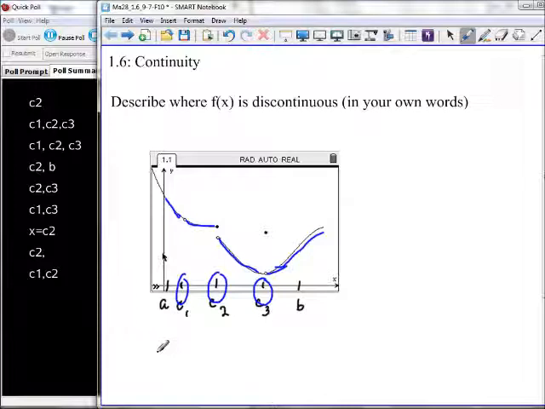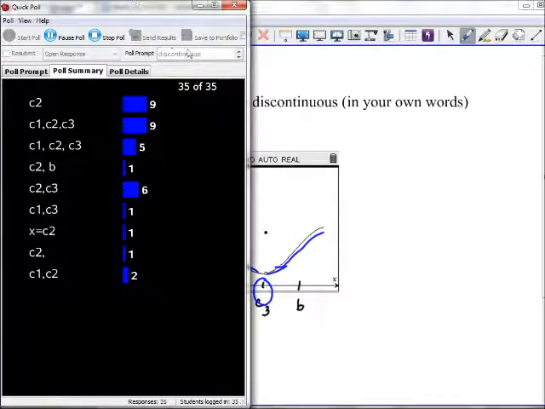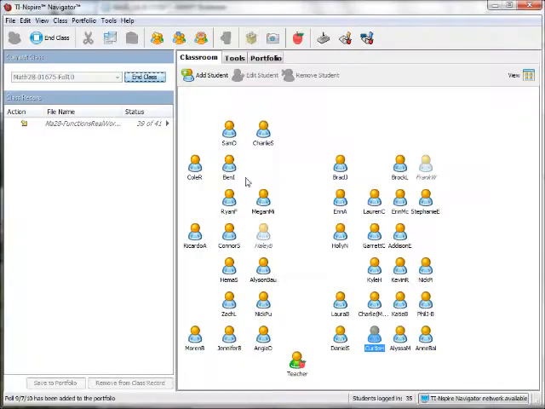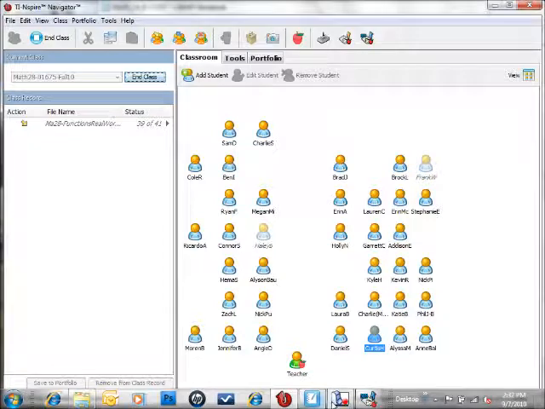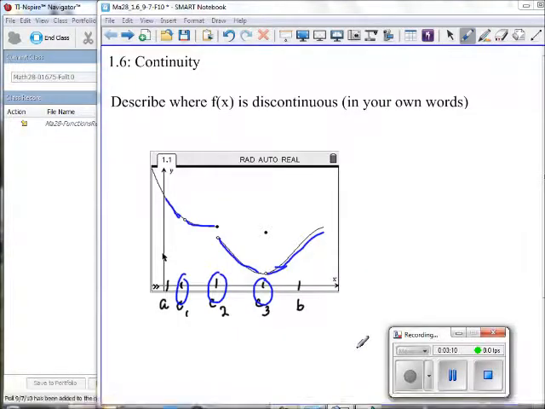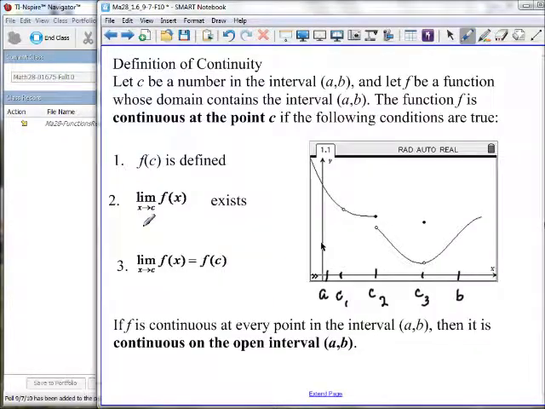And we're going to look at a definition of continuity. Hang on a second, let me do this, make sure I say that like I promised you. Okay, there it is. So I want to make sure that we have the definition of continuity. And again, these three places are all discontinuous, but for slightly different reasons.